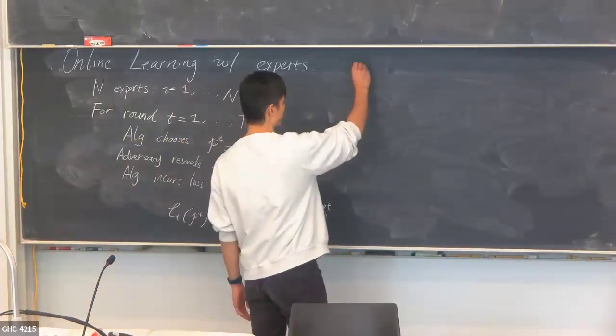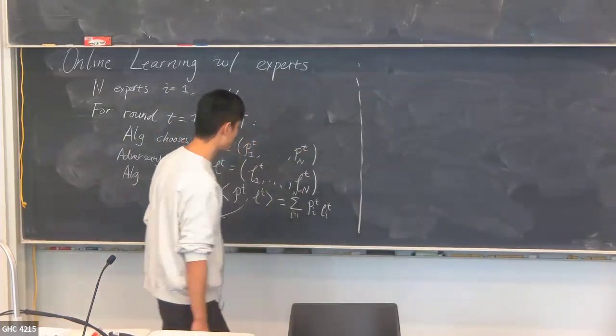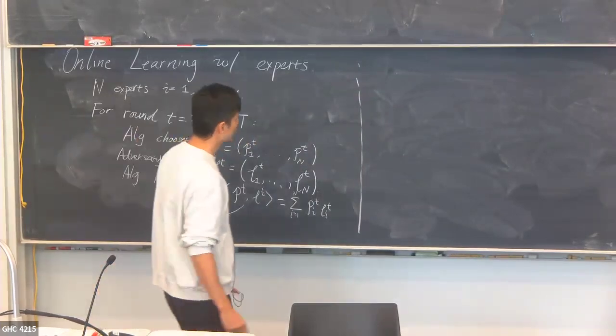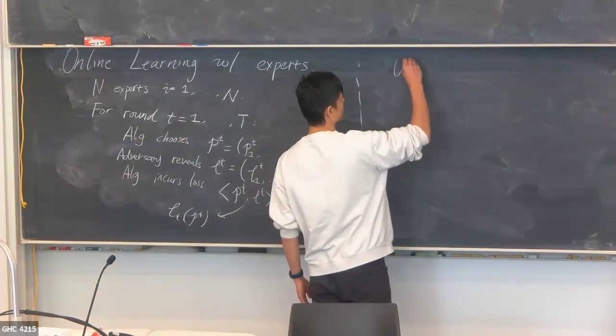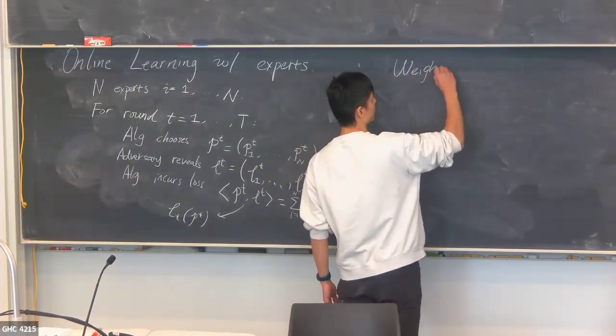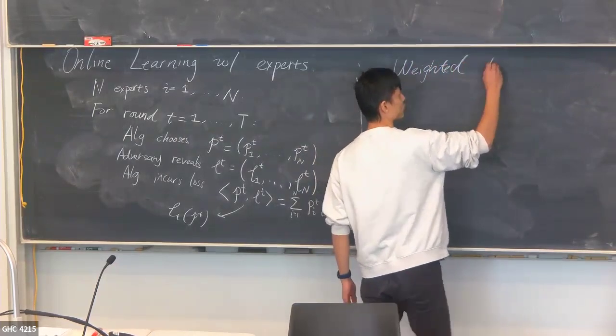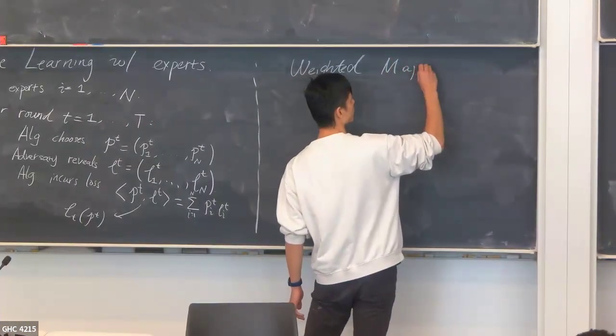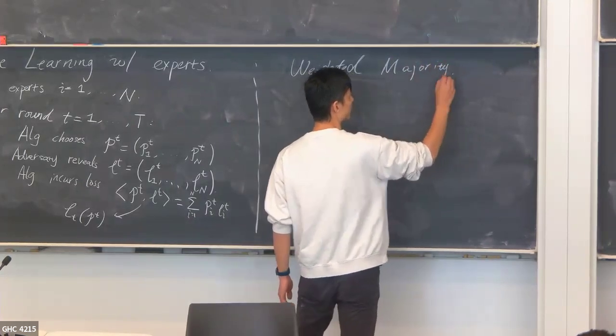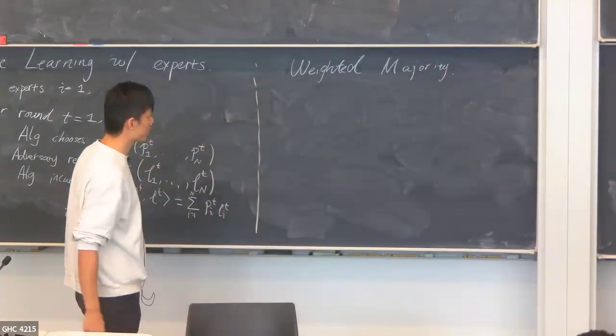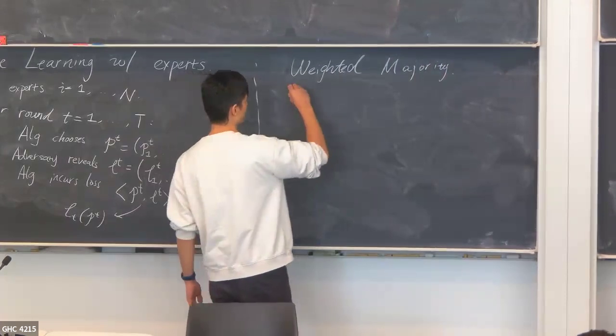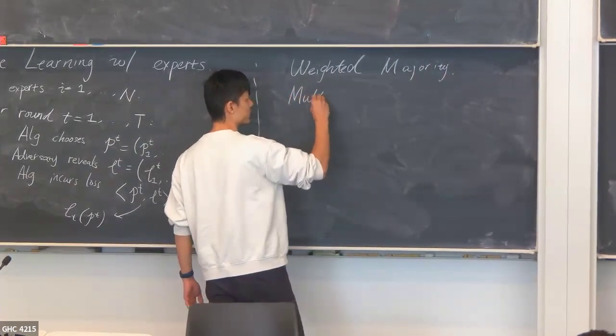You have seen some examples of how to solve this. I think in Drew's lecture, you saw this algorithm called weighted majority. This variation of the algorithm often goes by the name of multiplicative weights.